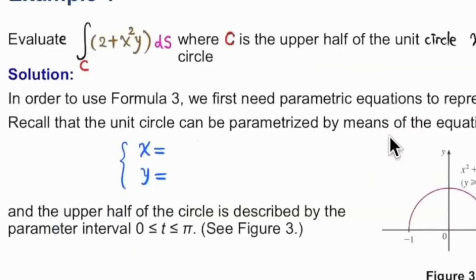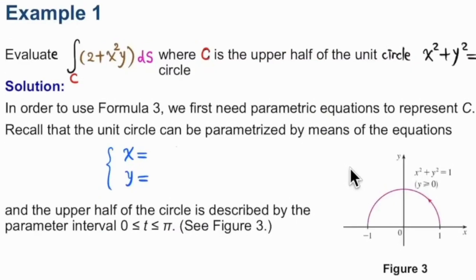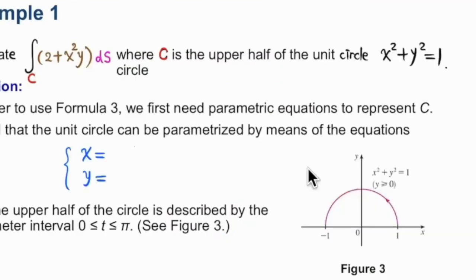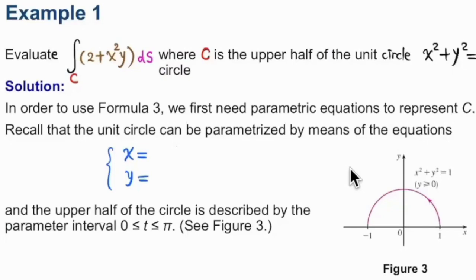Let's try one example. We're trying to evaluate this line integral where C is the upper half of the unit circle. So here's a picture. This is the unit circle, but we only get the upper half. We're going to integrate this function over this curve on the xy plane. So first of all, in order to use the formula we had before, we had to first find the parametric equation for x and y in terms of t.